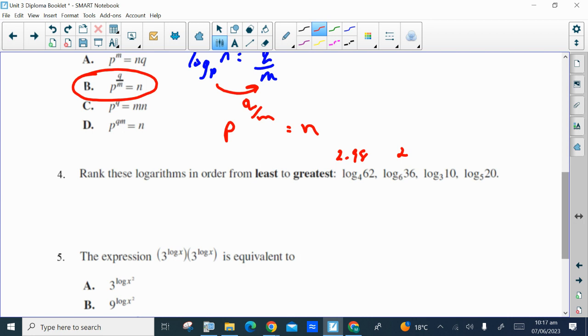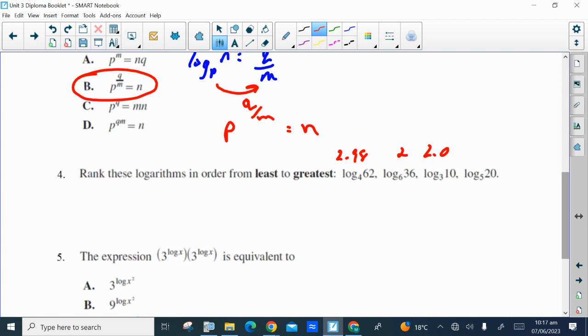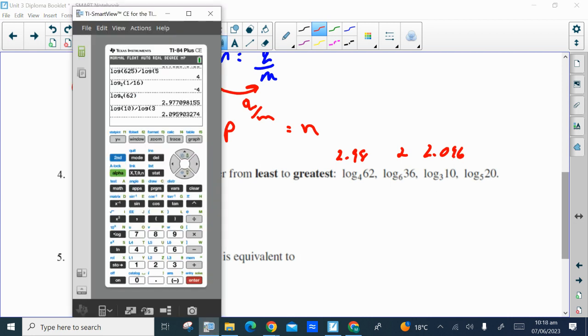The next two will be irrational, so again, we'll have to use our calculator. You can use a log function or you can use the change of base identity. The log of 10 is 1 divided by log of 3, 2.096. And then the last one, log base 5 of 20. Again, you can use the change of base identity by going log 20 divided by log 5, if you don't have that log function, 1.86.